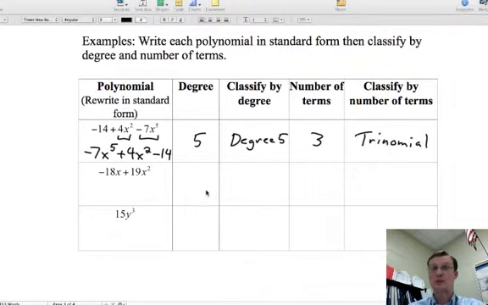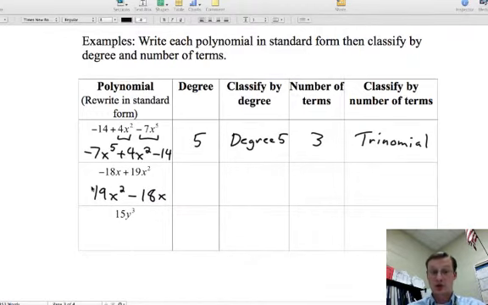Because it's 3 monomials. Okay, this has degree 2 here, degree 1 there, so we're going to switch that. That's not in standard form. We want to rewrite it in standard form. So 19x squared minus 18x. You could write that 19x squared plus a negative 18x, but it's better form to leave it this way.